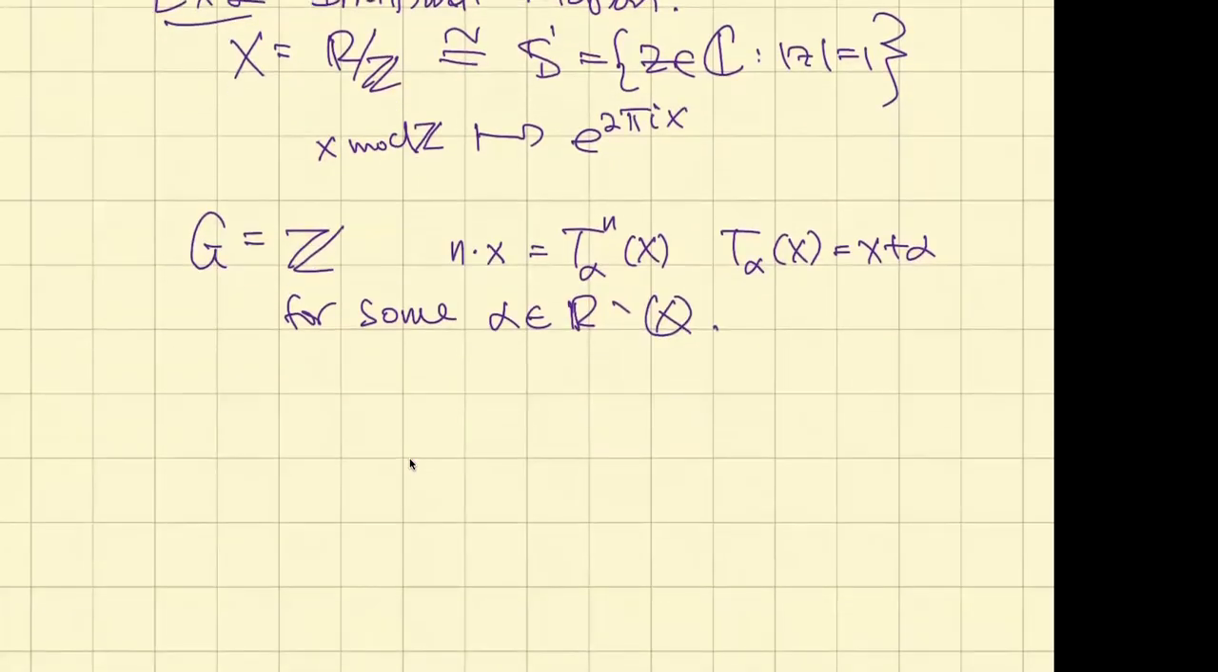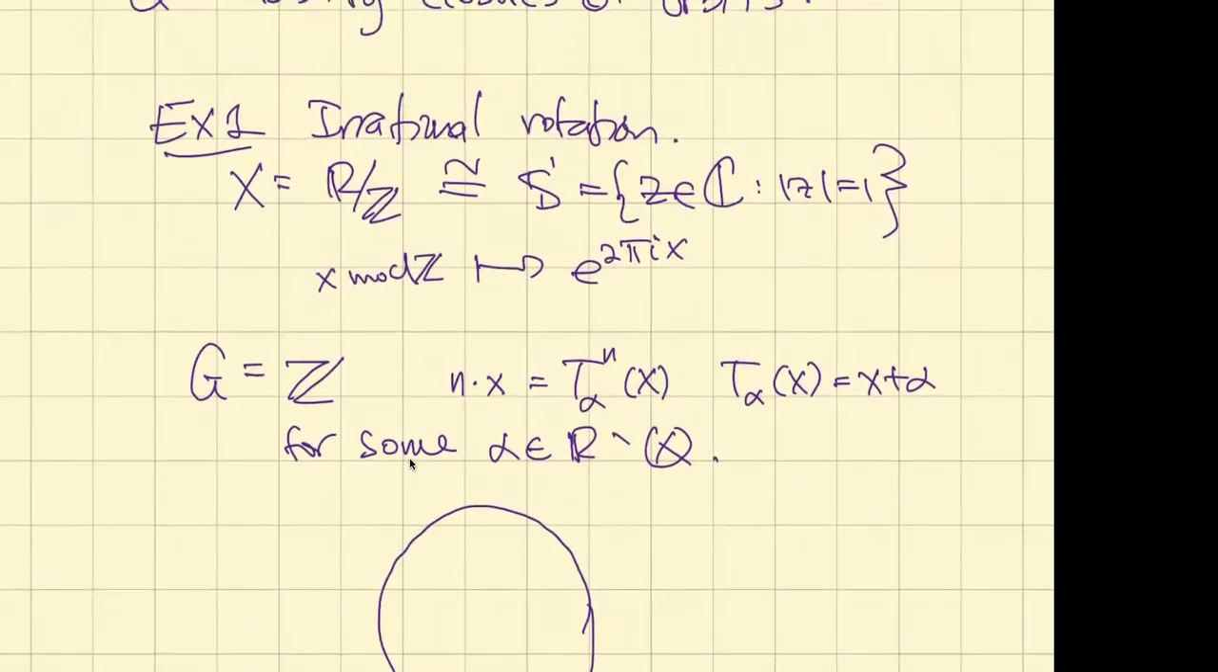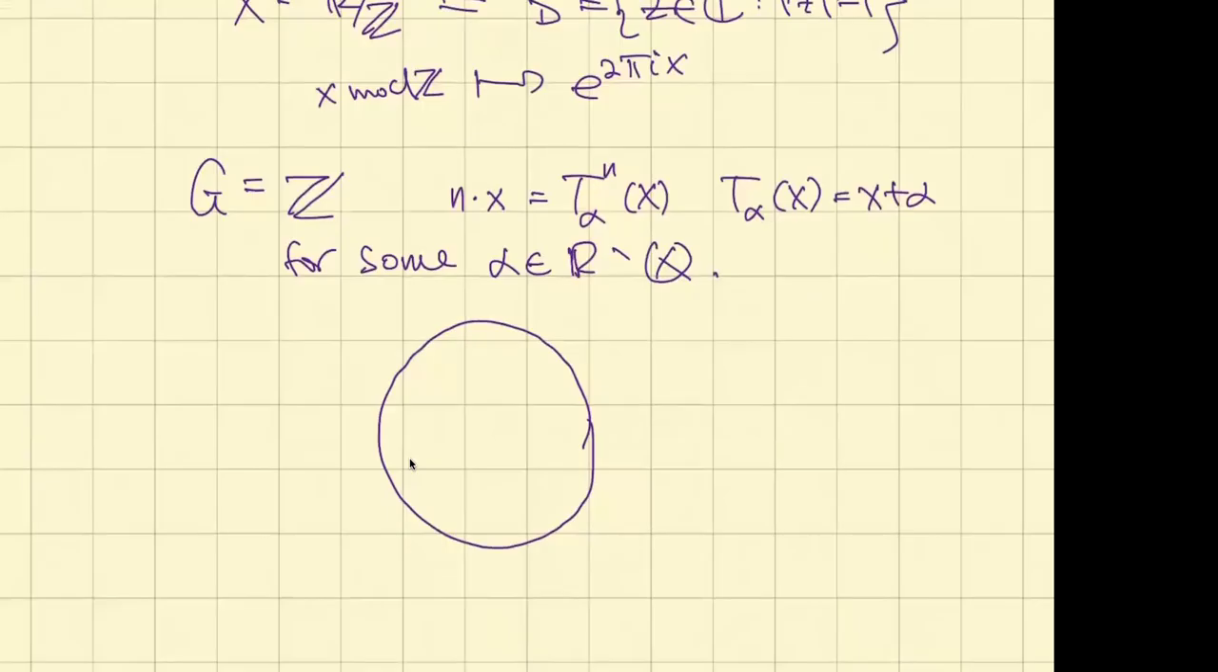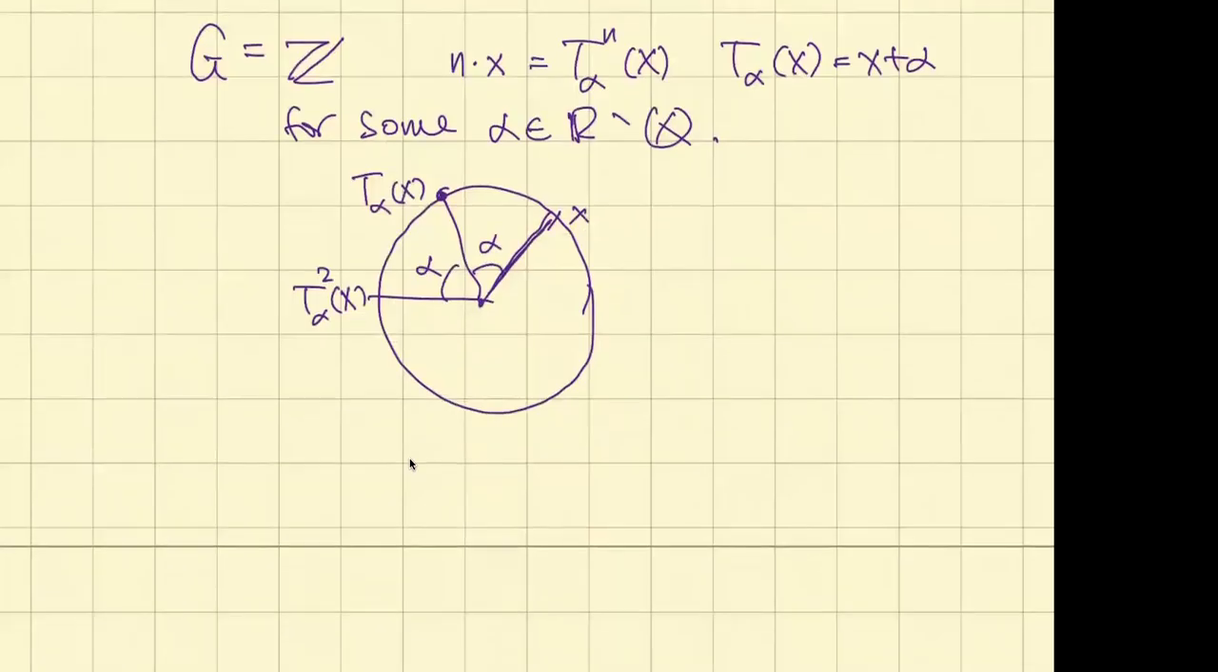And the reason it's called a circle rotation is if we think about this parameterization by the circle, and we have a point x here, and we move the point to the point obtained by rotating the circle by an angle of alpha. So this is T alpha, this is T squared alpha, etc. And now, since alpha is irrational, there are no periodic orbits in this dynamical system.